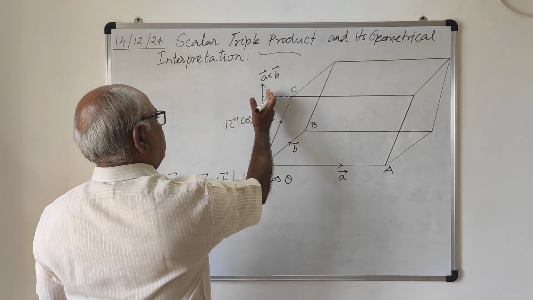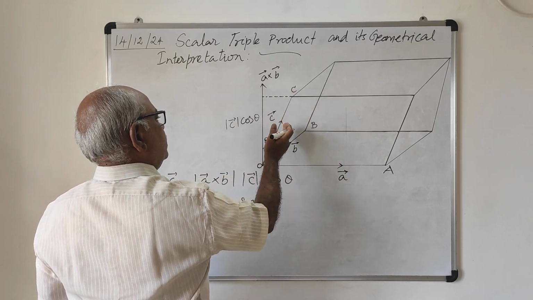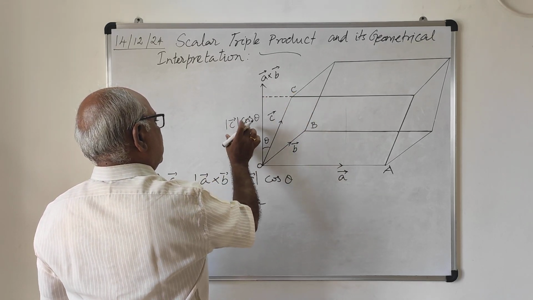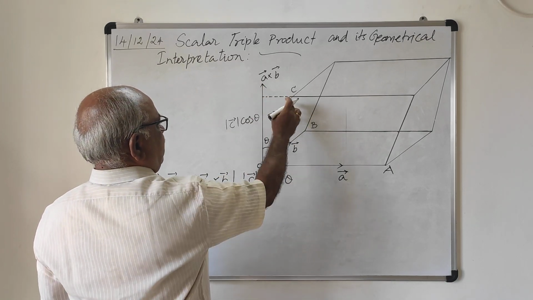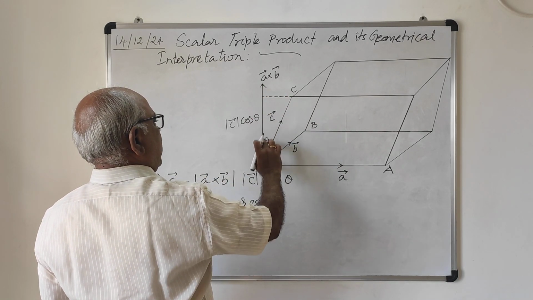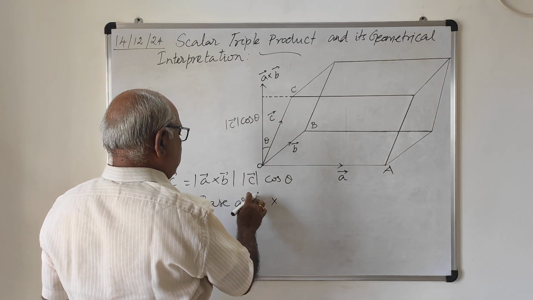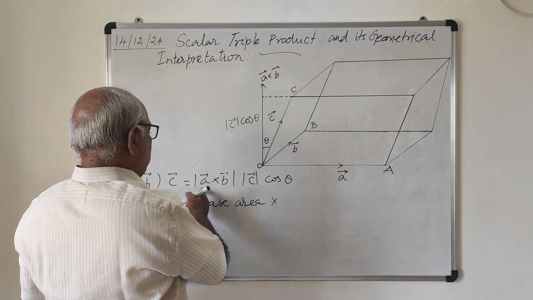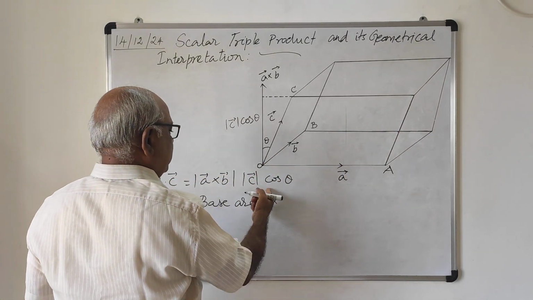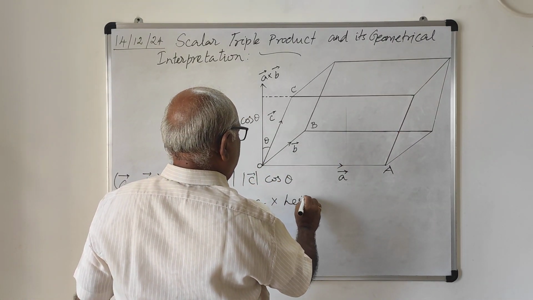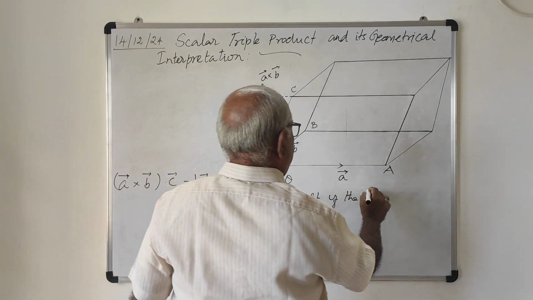Mod C cos theta is the adjacent side of theta. OC is the hypotenuse. So this is a right angle, and mod C cos theta is the adjacent side of the triangle. OC is the hypotenuse, so this is the height of the parallelepiped. Base area into height: mod of A cross B is the base area of the parallelepiped and mod C cos theta is the height of the parallelepiped.